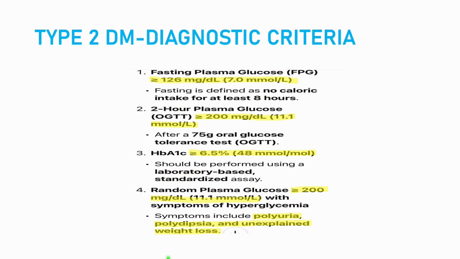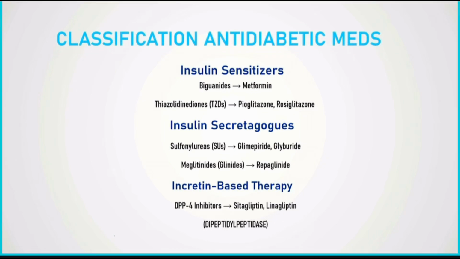But another thing, if only one test is higher, for example, a patient comes to you with HbA1c 6.8 percent, and the repeat test is 6.7 percent, that is also something we can confirm as type 2 diabetes. In the next 2 slides, we will learn how to correlate the names of the medications with the medication class.